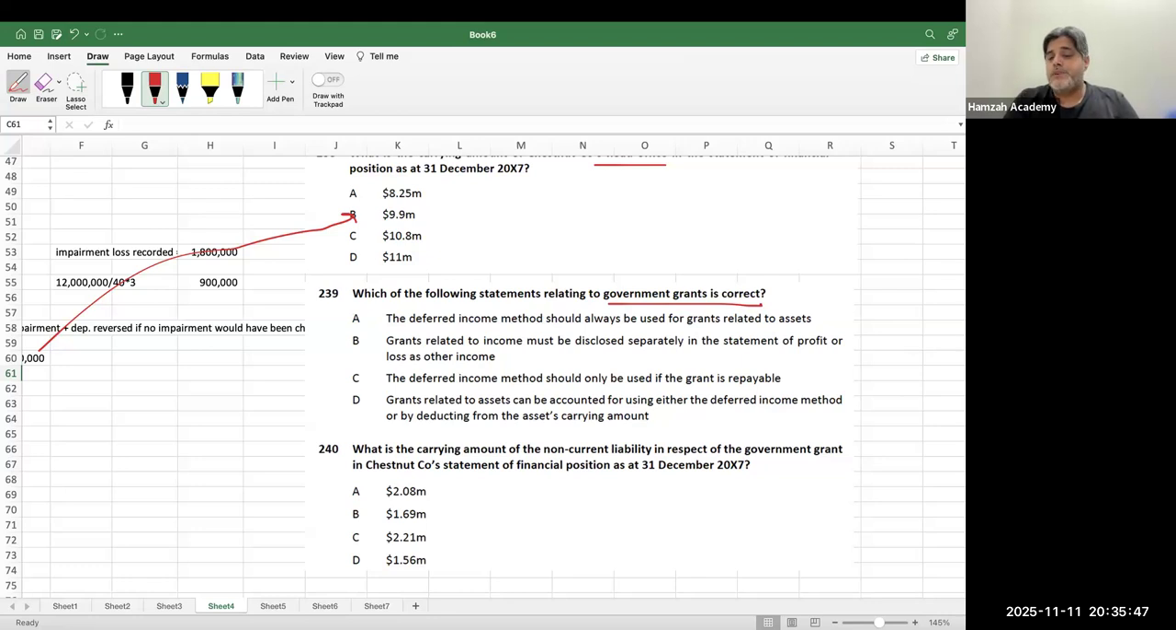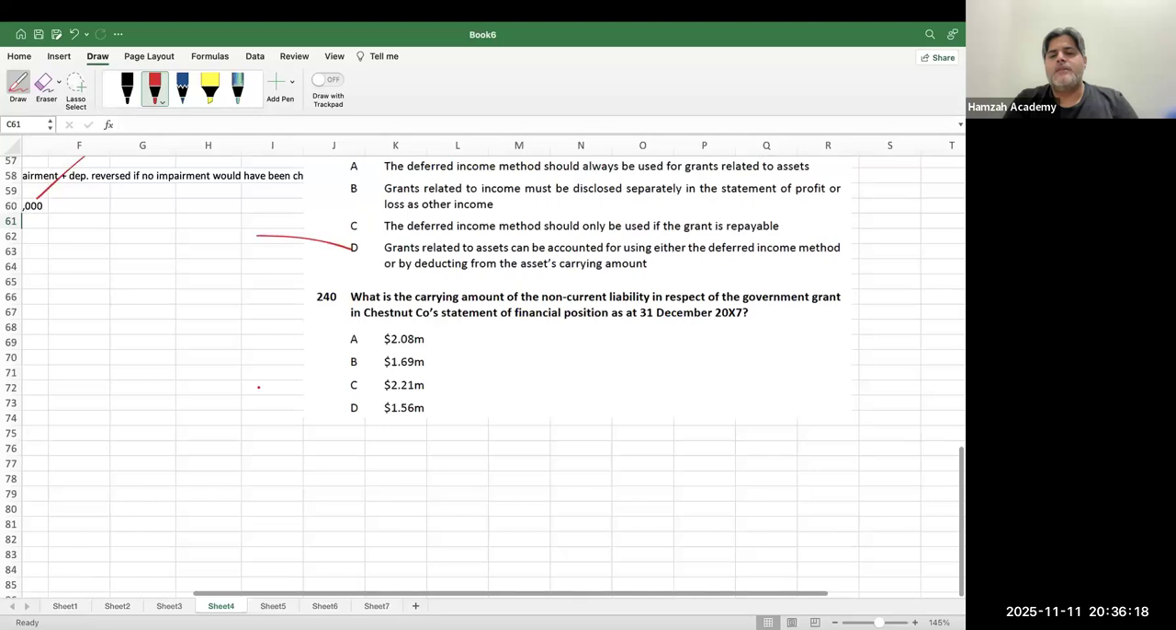Grants related to income must be disclosed separately in the statement of profit and loss as other income. Why separately disclose them? They are simply shown in the other income. The deferred income method should only be used if the grant is repayable. No, we can use it anytime we want to. The grant related to an asset can be accounted for using either the deferred income method or by deducting from the asset's carrying amount. Yes, this is true. So the correct answer is going to be D over here.